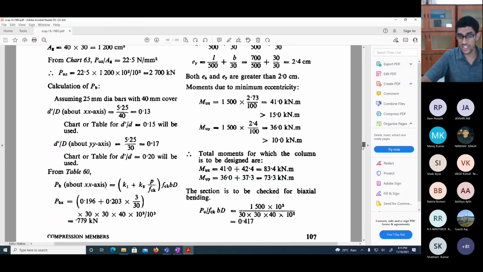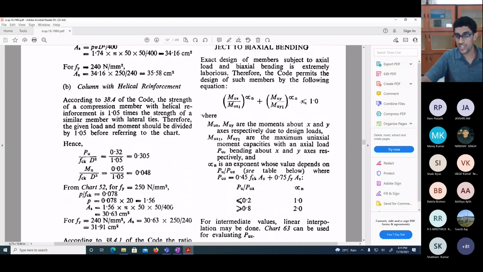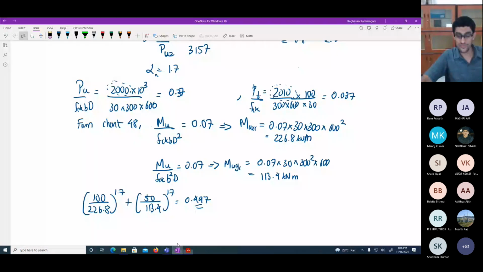If you look at this equation, we have to satisfy that this summation should be lesser than 1. If it's greater than 1, then something has to be increased. Either you increase the reinforcement or you increase the size of the column. Here it is less than 1, so therefore dimensions and reinforcement are sufficient.